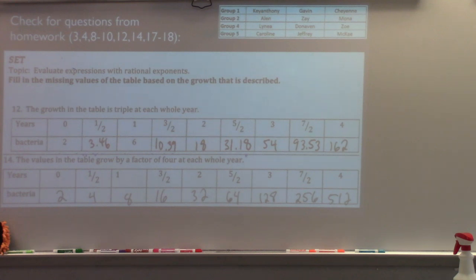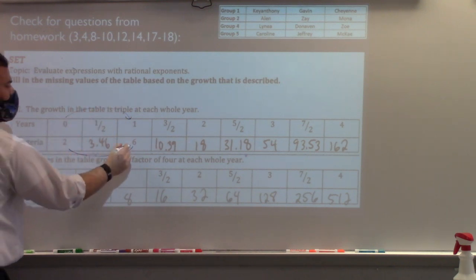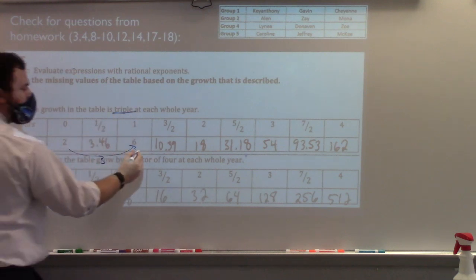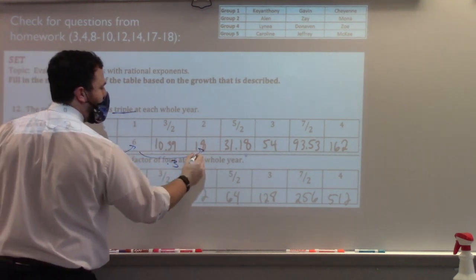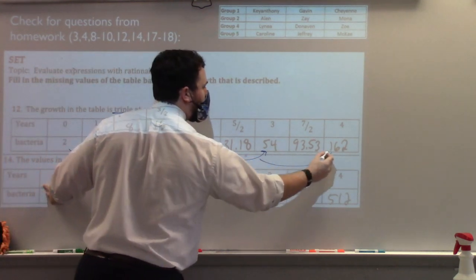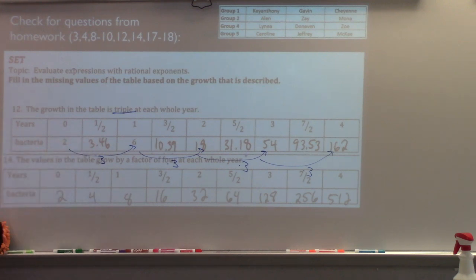And multiplies by 3. So with number 12, to go from 2 to 6, it is multiplying by 3, right? It is tripling. 6 to 18. 18 to 54. And 1.5 in between. You think so? No, you probably divide. How about you do 2 times 1.5?